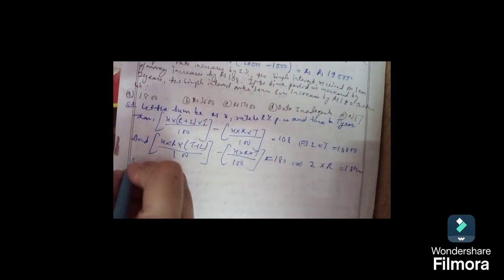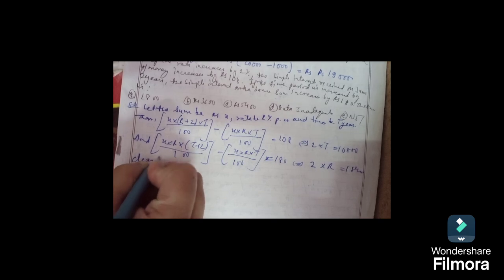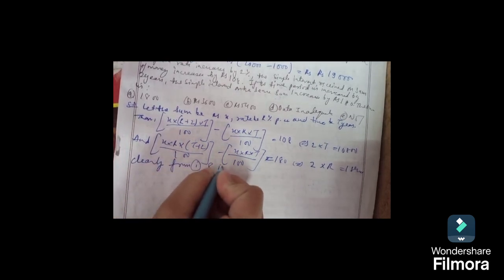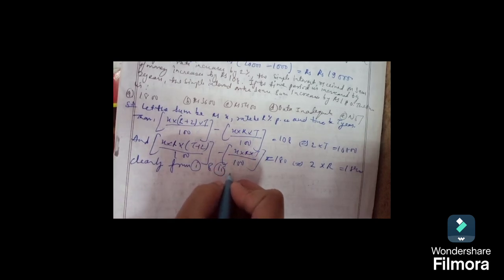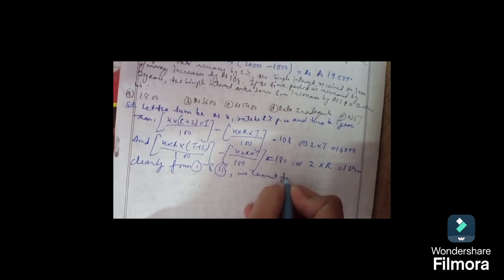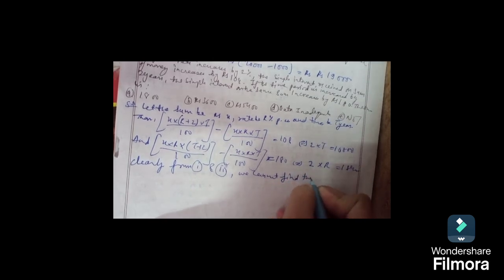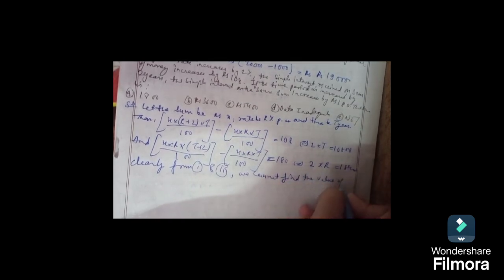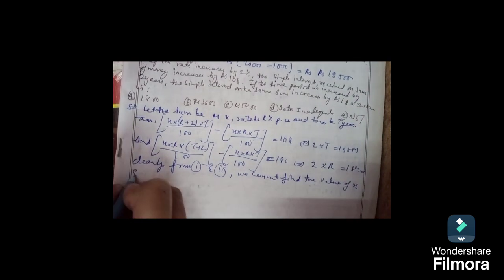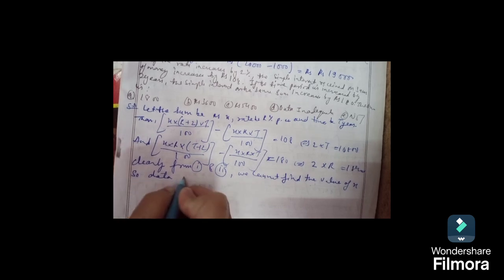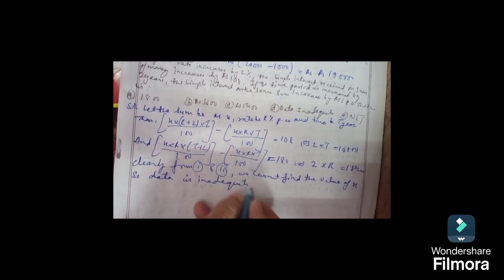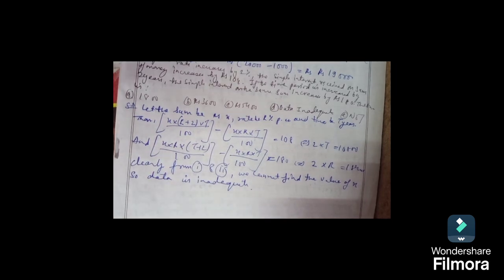Clearly, from 1 and 2 we cannot find the value of X. So data is inadequate. Okay. Now we go for the next question.